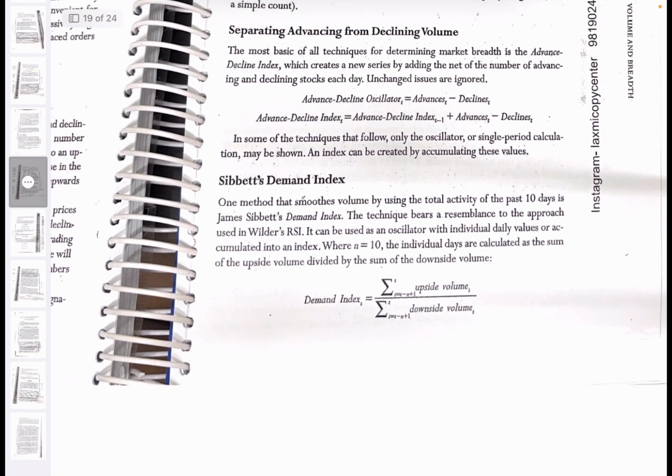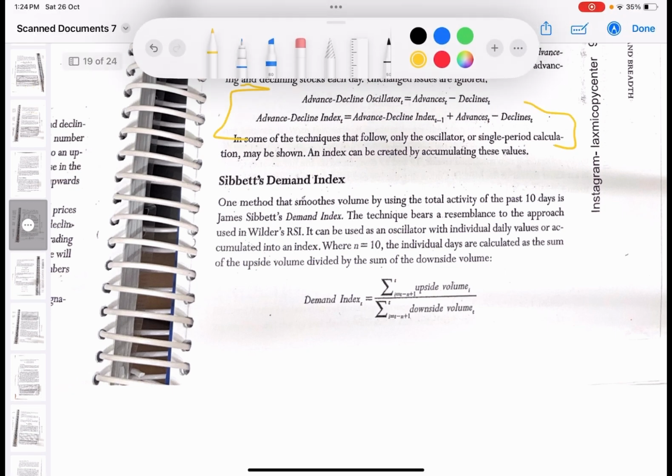Now let's separate advancing from declining volume. The most basic of all the techniques for determining market breadth is the advance-decline index, which creates a new series by adding the net of the number of advancing and declining stocks each day. Unchanged issues are ignored. The advance-decline oscillator is basically advances of today minus declines of today. The advance-decline index is the advance-decline index of yesterday plus advances minus declines. So these formulas have to be kept in mind.